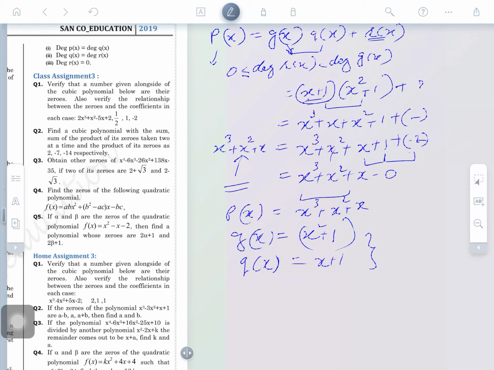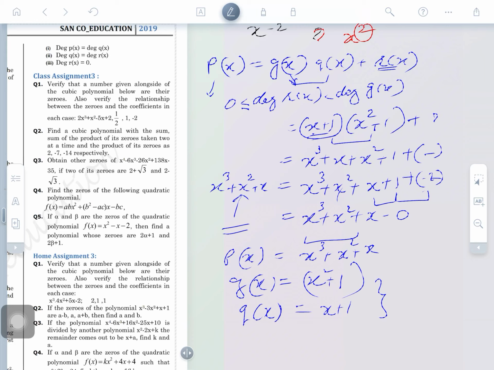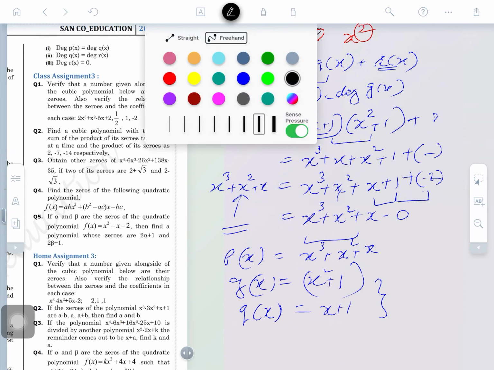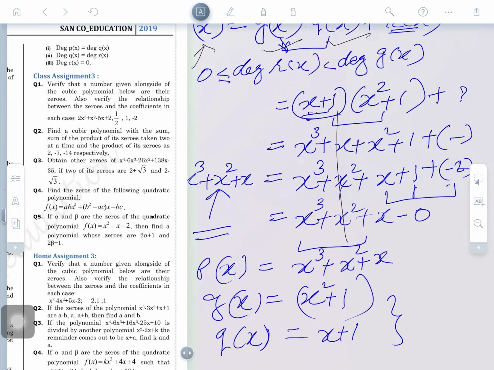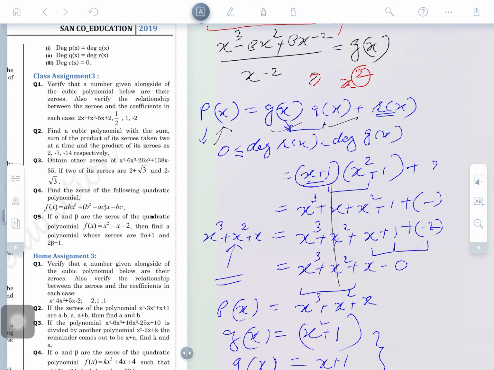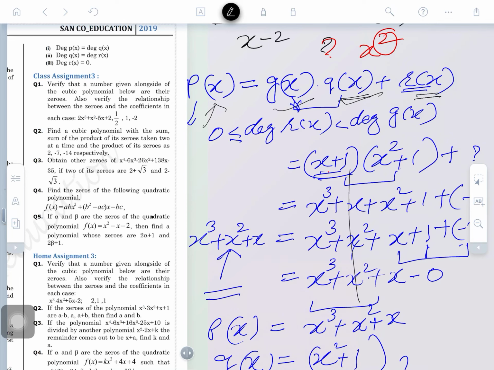Yesterday we saw the division algorithm for polynomials. You may see the topic we discussed yesterday. In this, this is the polynomial which is to be divided, and this is the polynomial which is dividing. The quotient is coming here, and this is the remainder coming here.